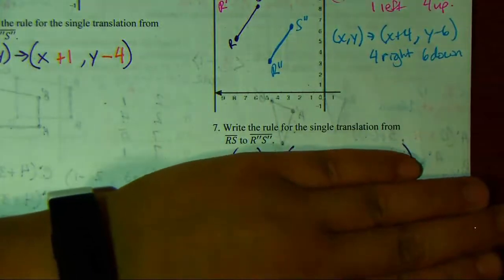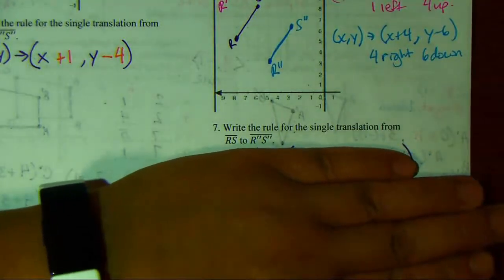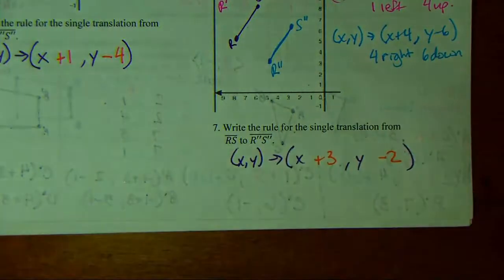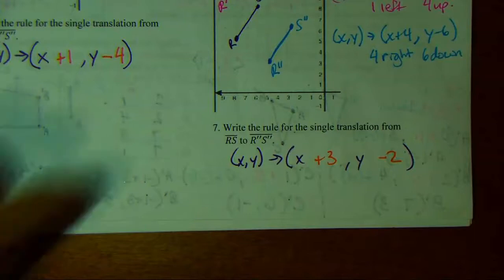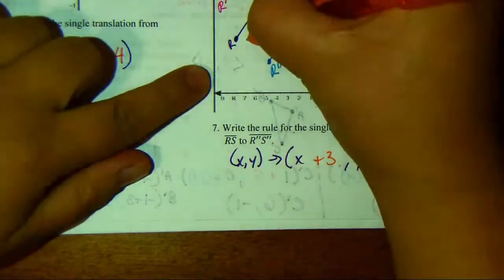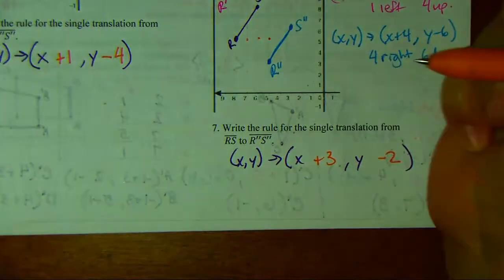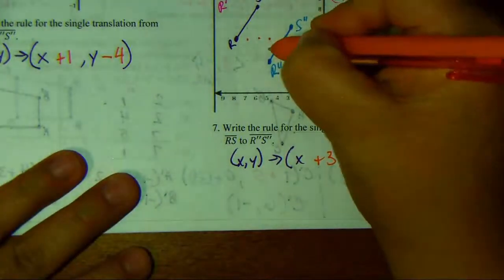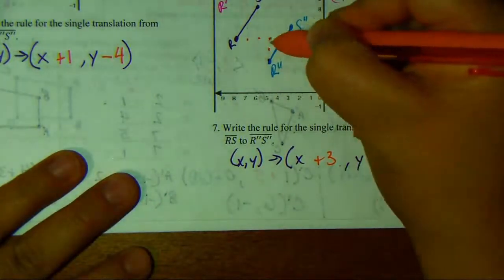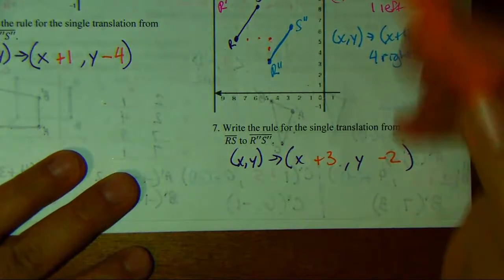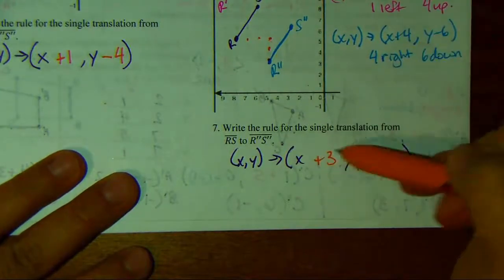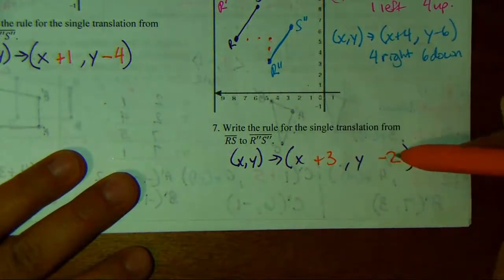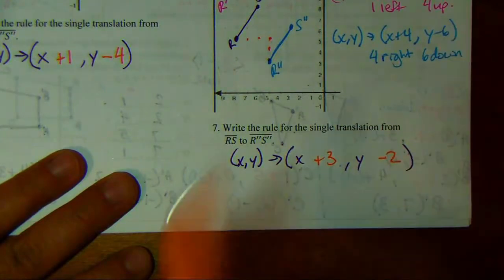Okay, so now that you've given me what rule you think it was, here it is. Hopefully you got (x + 3, y - 2), because we are going 1, 2, 3 to the right, and from here, 1, 2 down. So we go plus 3 to show that it's 3 right, minus 2 for the y to show that it's 2 down. All right, guys.